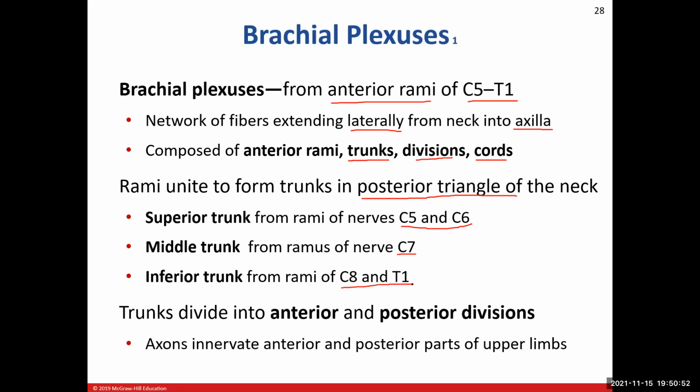Then we'll see these trunks divide into anterior and posterior divisions. I know it gets complicated here. I just want to give you a general overview. These anterior and posterior divisions are where we start to see branches of nerves which will innervate the front of your upper extremity and the back of your upper extremity.